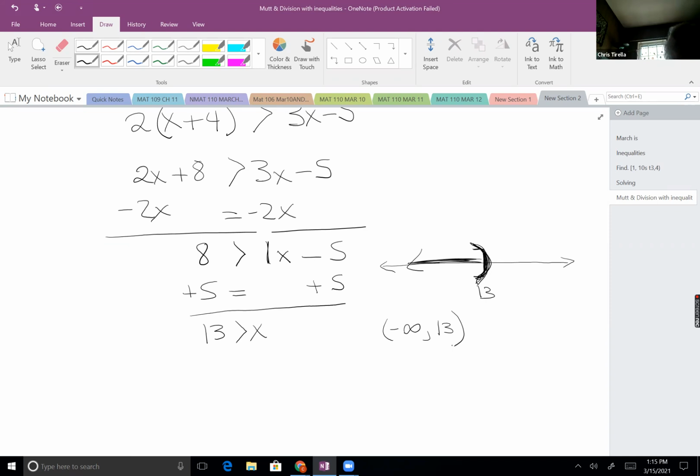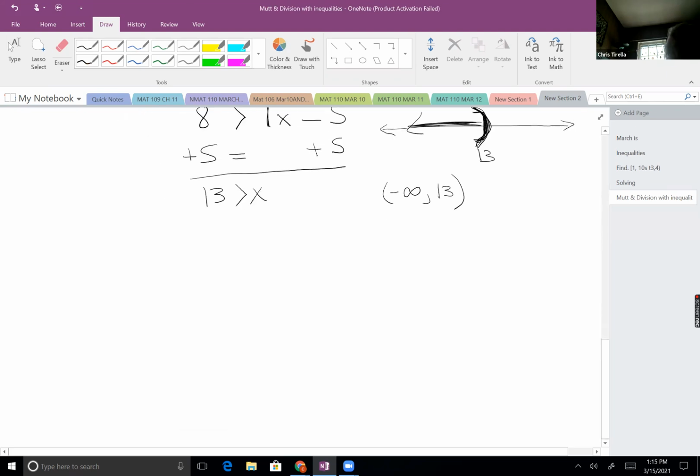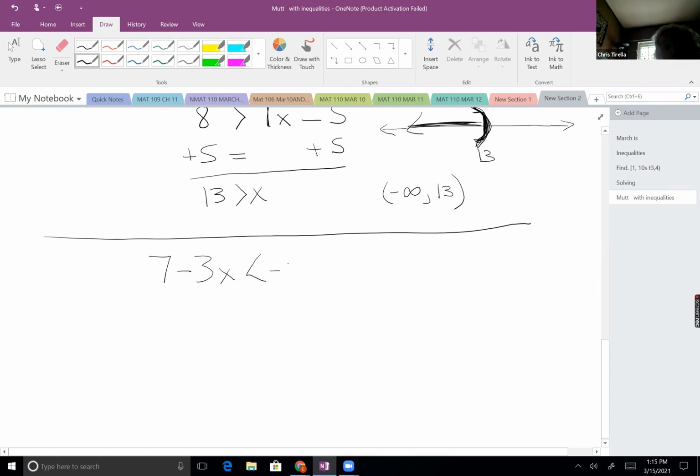If so, then let's try one more. And let's have you folks do this one. I'm going to be quiet for a minute and give you folks 7 minus 3x is less than negative 2.